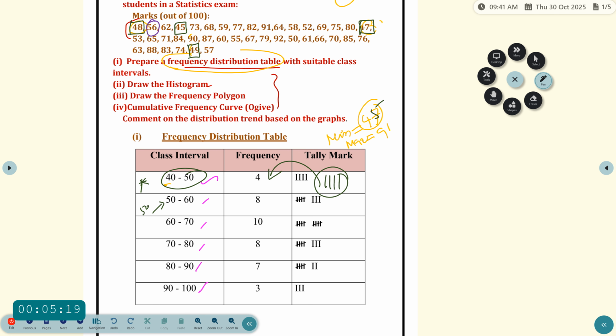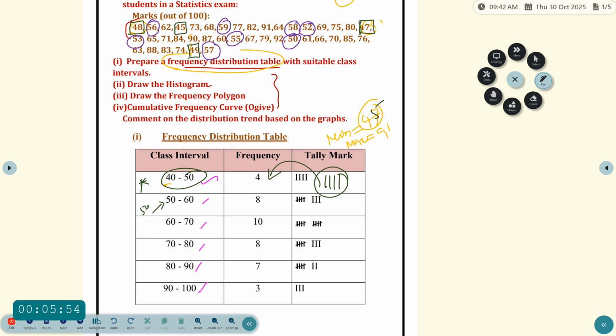56 is the first one in 50 to 60. Then 56, 59, 58, 52, then 53, 53, then 55, and 50. We include 50 also. So 1, 2, 3, 4, 5, 6, 7, and then count some other data from 50 to 60: 57, 57. So these are the data that lie from 50 to 60.